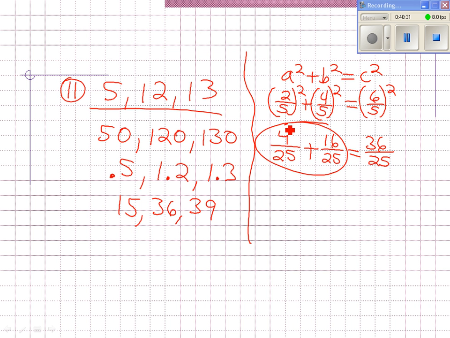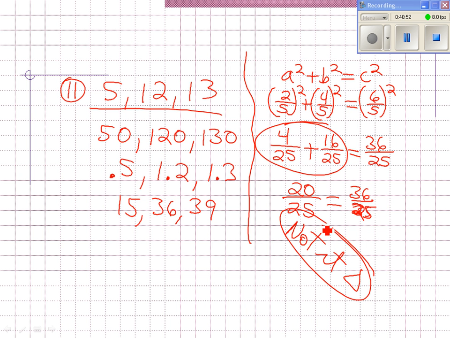Add these two, they're like terms, so we can just add them. What's 4 plus 16? 20 over 25. Notice I'm not even reducing any of this yet because it doesn't make sense to do it. Are those the same? No. So is this a right triangle? Not a right triangle.